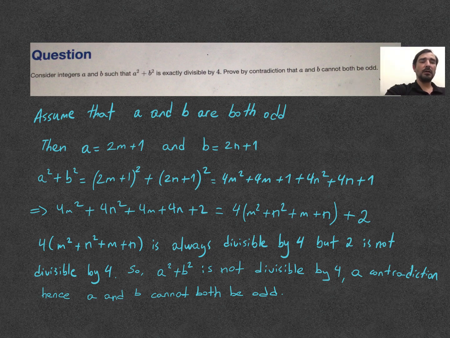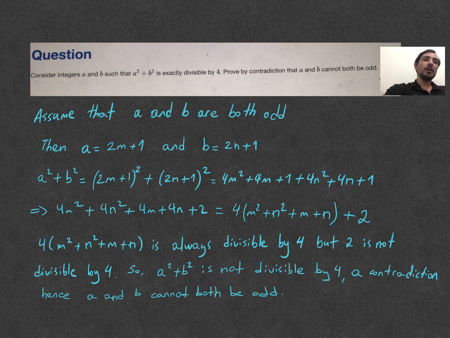Okay, let's remember how we use proof by contradiction. We are going to look at the last sentence: a and b cannot be both odd. I'm going to assume that a and b are both odd, and then try to prove by contradiction using something to contradict.